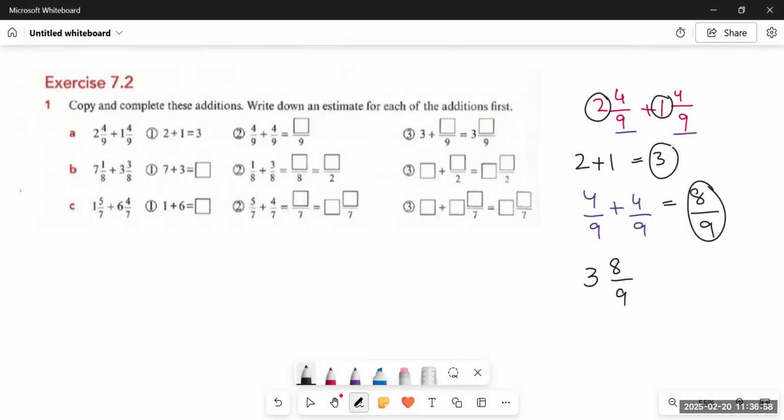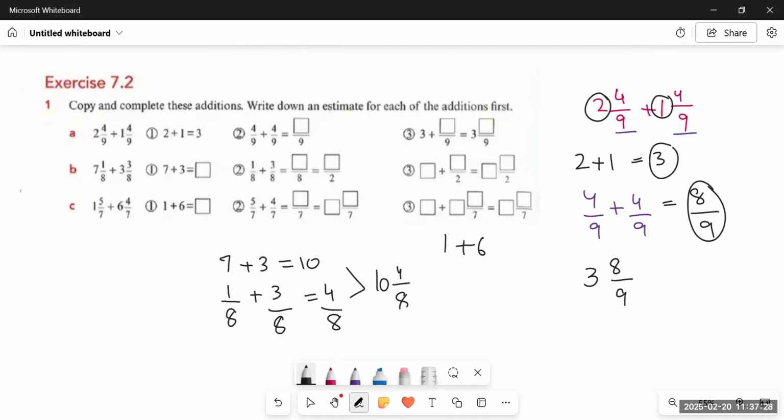Similarly, in part B, we are provided with 7 whole and 3 whole. So we will add them separately, and then we will add 1 upon 8 and 3 upon 8 separately. So 7 plus 3 is equal to 10. 1 plus 3 is equal to 4. 8 as it is. So your answer would be 10 whole 4 upon 8. In the last one, we have 1 whole and 6 whole.